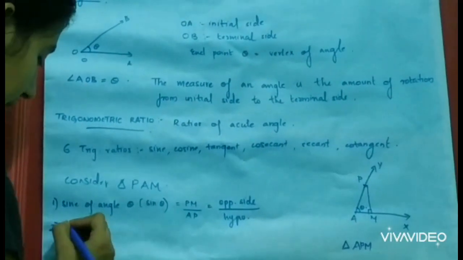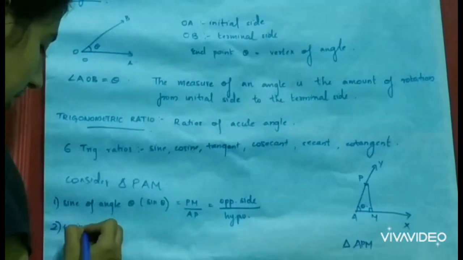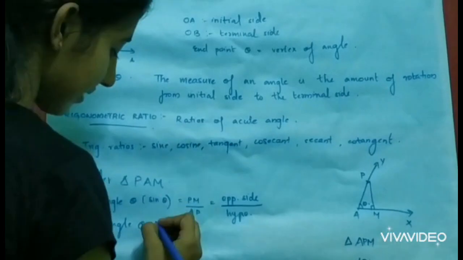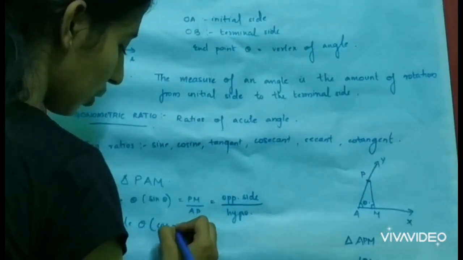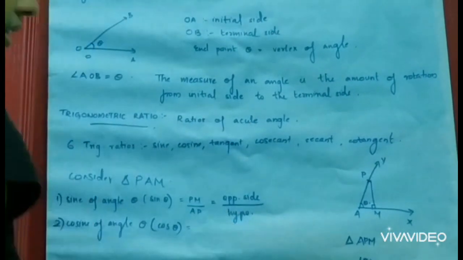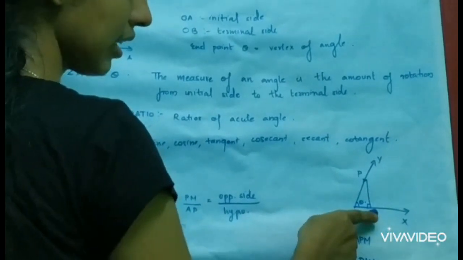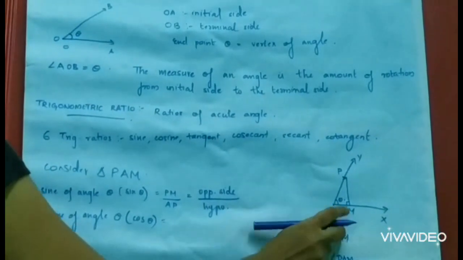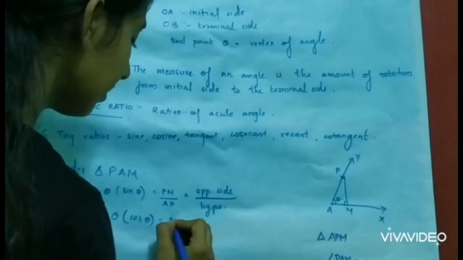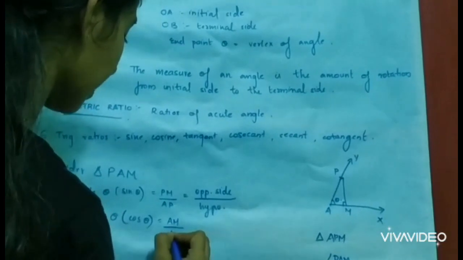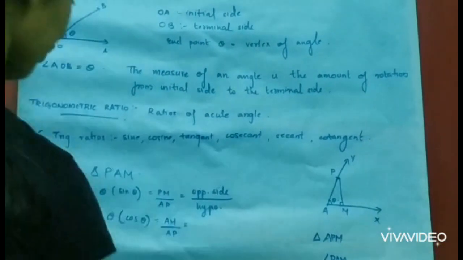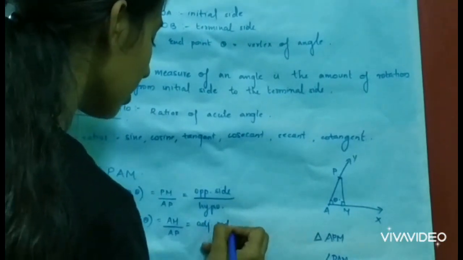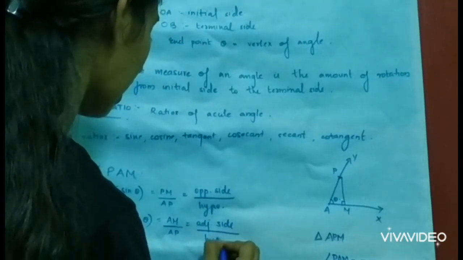Now the second function, that is cosine of angle theta, and this is represented as cos theta. Cos theta is the ratio of the adjacent side and the hypotenuse. Here the adjacent side to the angle theta is AM and the hypotenuse is AP. Therefore, cos theta is the ratio of the adjacent side to the hypotenuse.